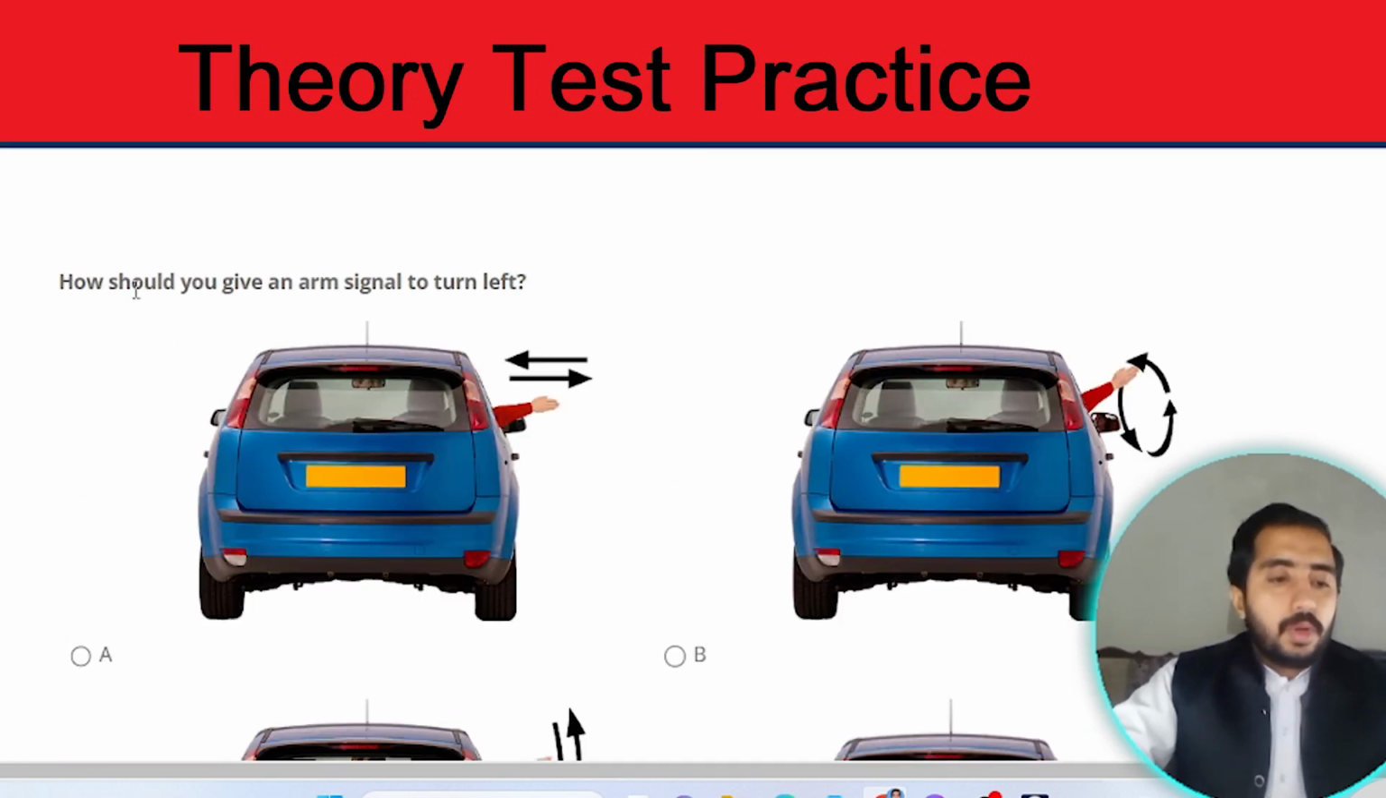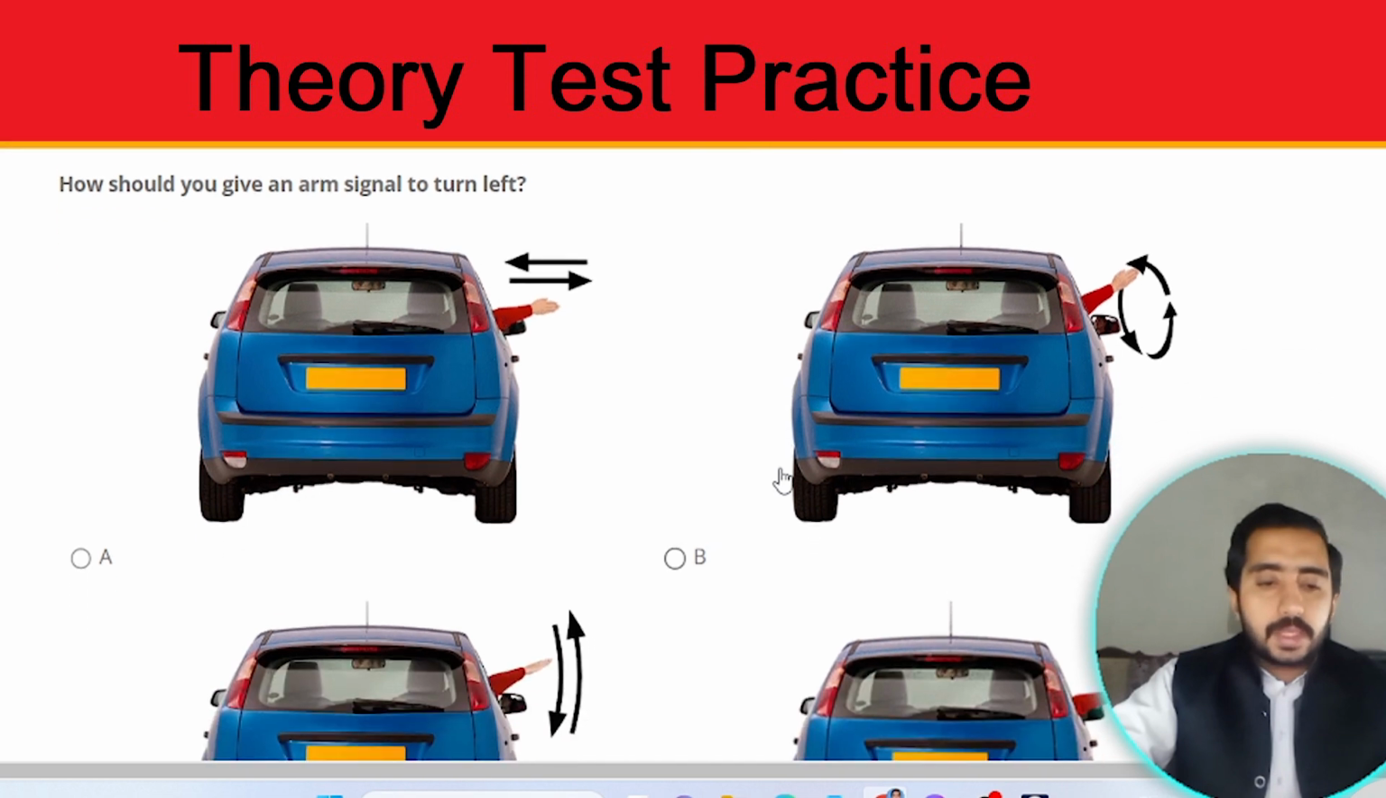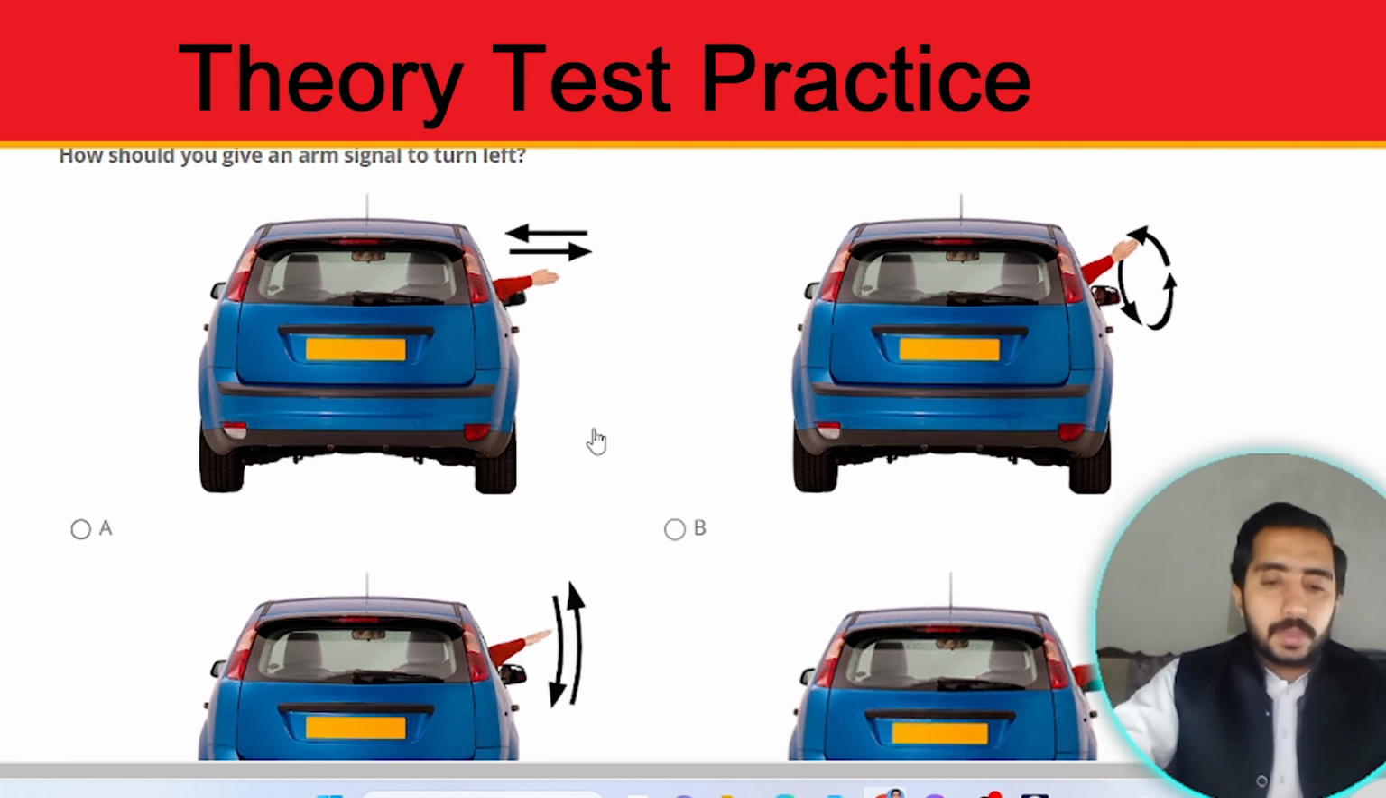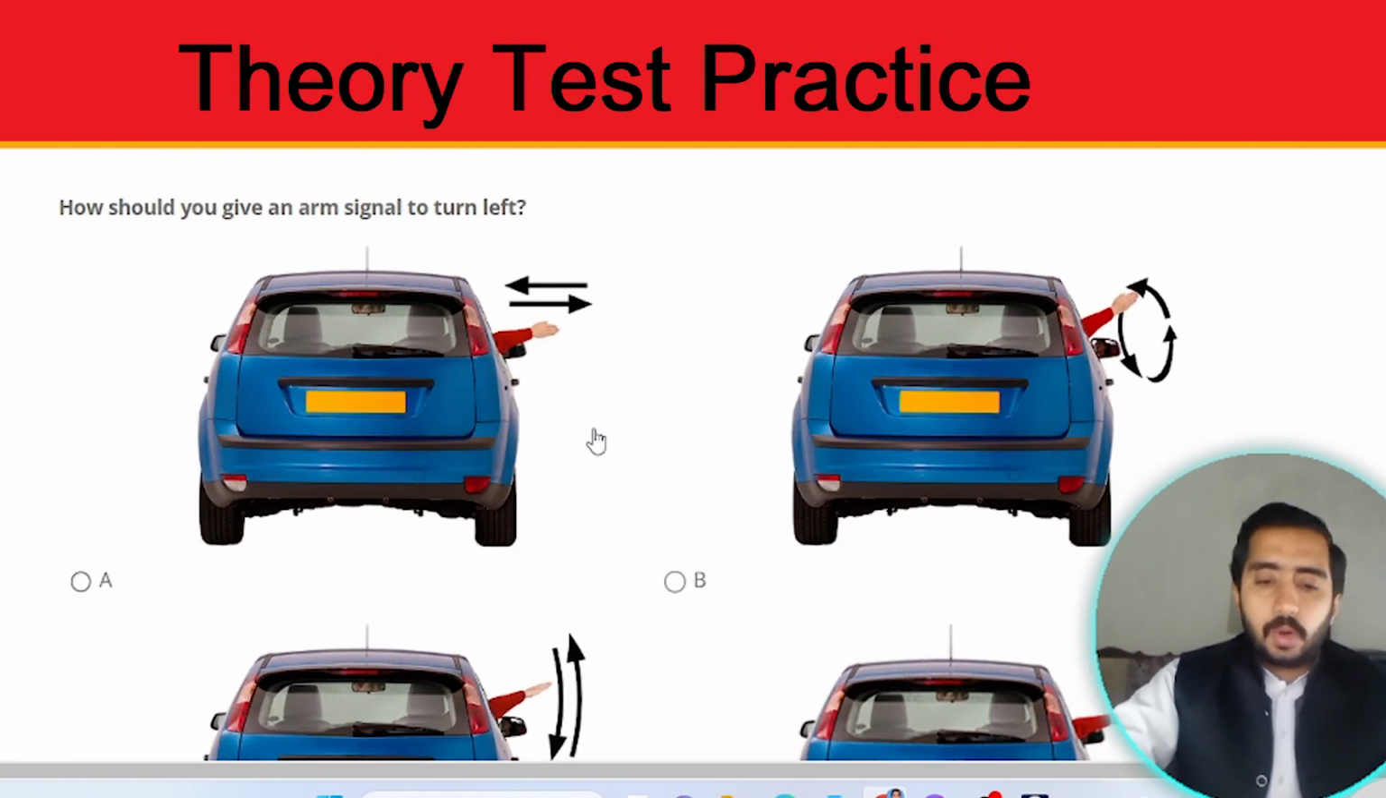Okay, how should you give an arm signal to turn left? Options are given, images are given. So let's see the options. The arm signal to turn left. For the left side, you use the signal which is shown in option B. Option B is the correct option.